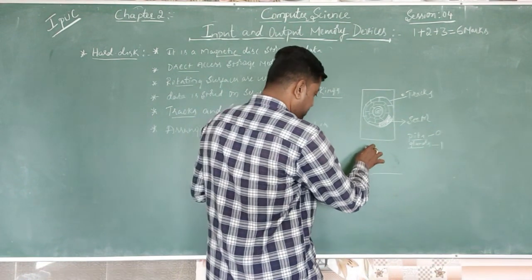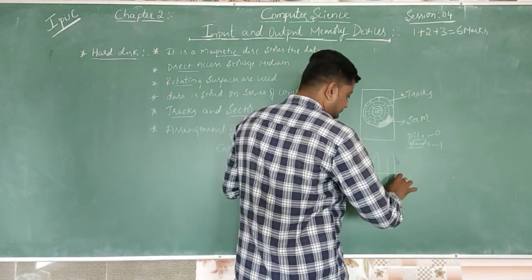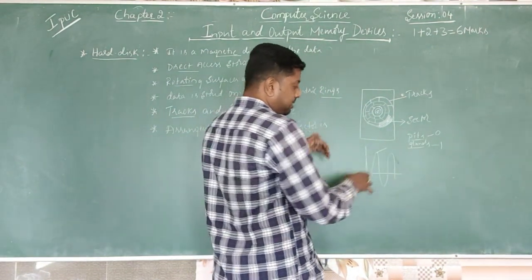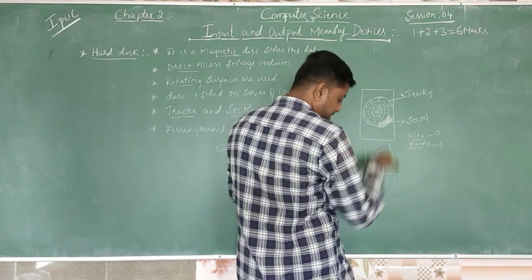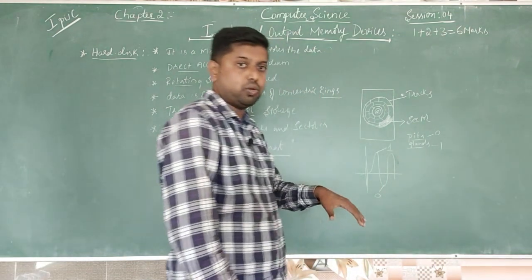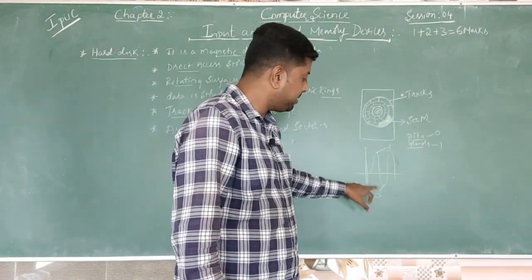How will that be? Assume this is a graph. The data will be stored like this. Data at the peak levels, the lands, will be stored as 1, and the lower level, the pits, will be stored as 0. This is one format for pits and lands.